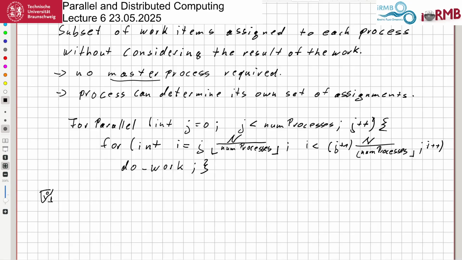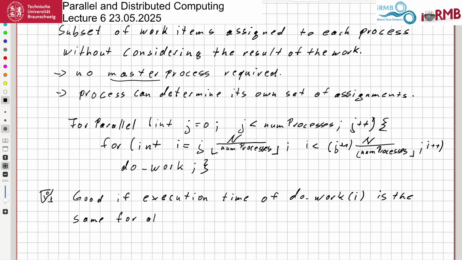You simply attach the same amount to everybody, or to all the processes, and this is good if the execution time or other resources associated with do work of i is the same for all i. So this does not need to be the case, right?